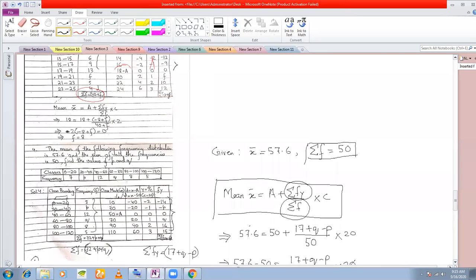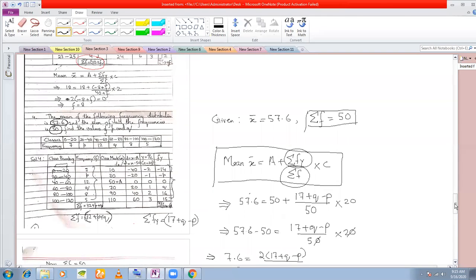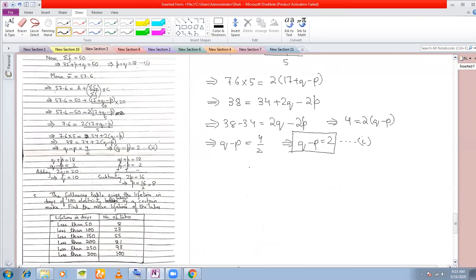We have already used this information that the mean is 57.6. We shall use the next piece of information, that is the sum of the frequencies is 50. So now you have summation F, sigma F is equal to 50, given. Also, you write sigma F is equal to 50.